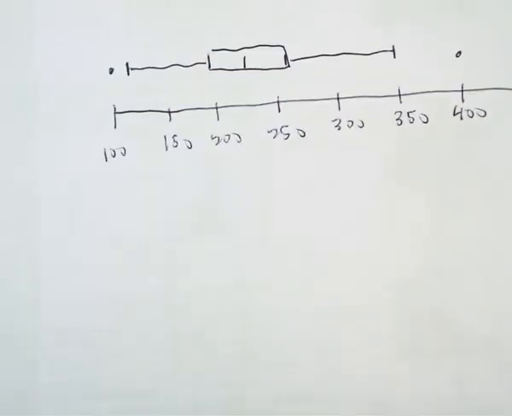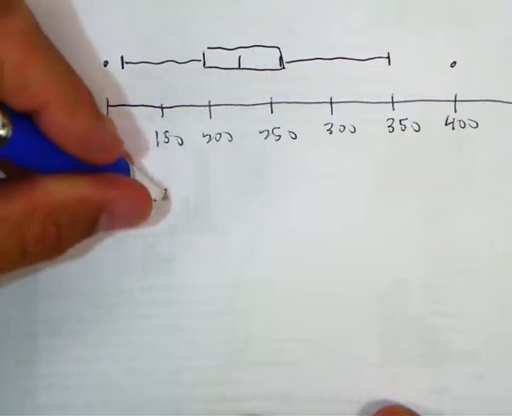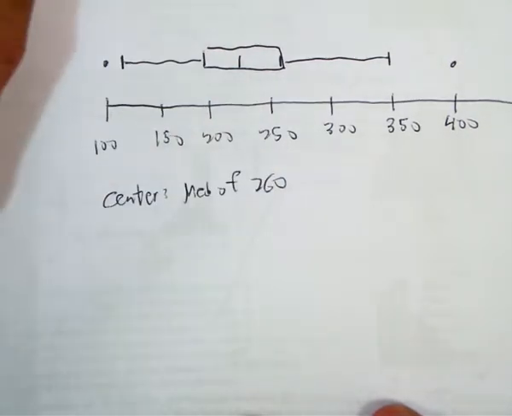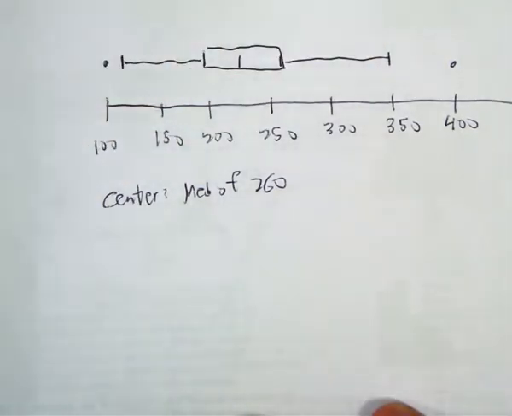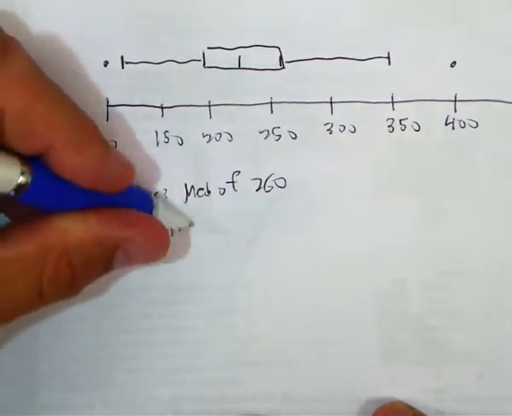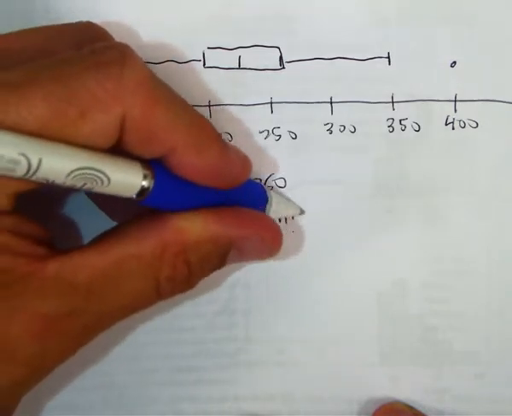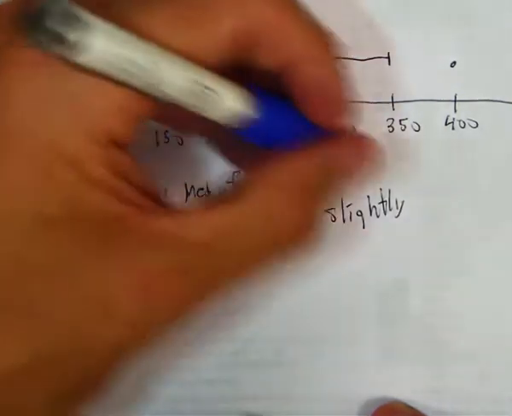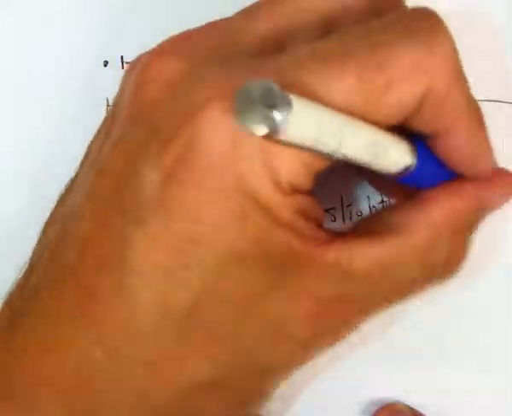So let's talk about the center. It has a median of 230. Shape looks like this fence is a little bit longer than that, so you could say it's roughly symmetric. Or you could say it's slightly skewed right.